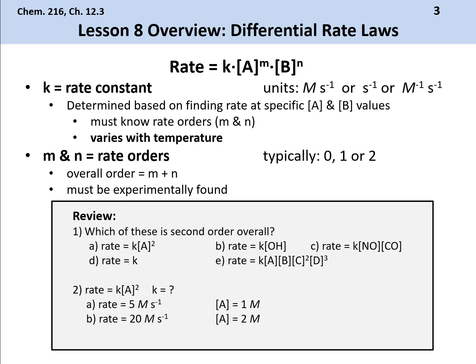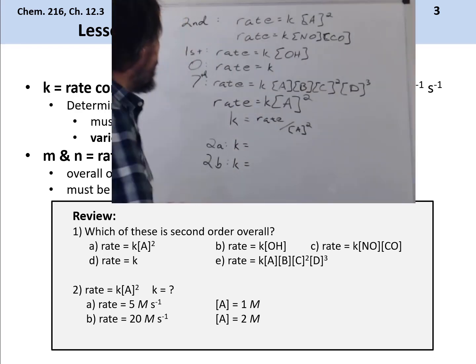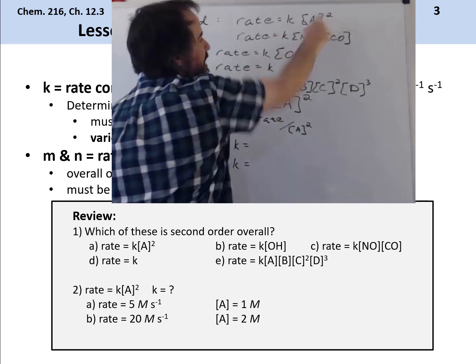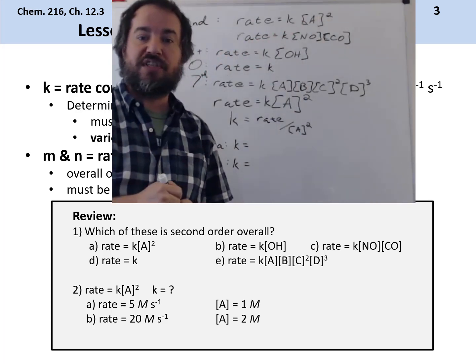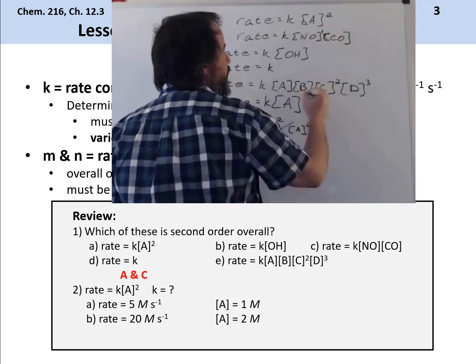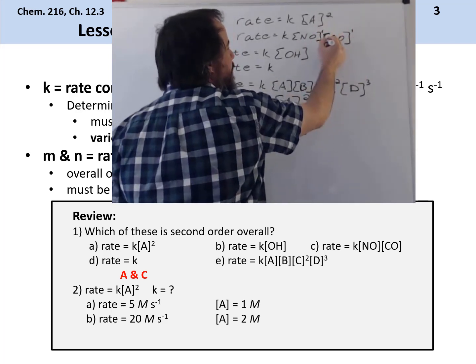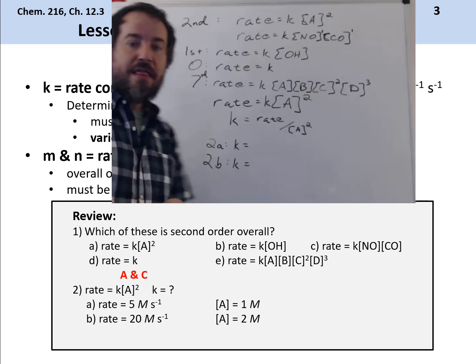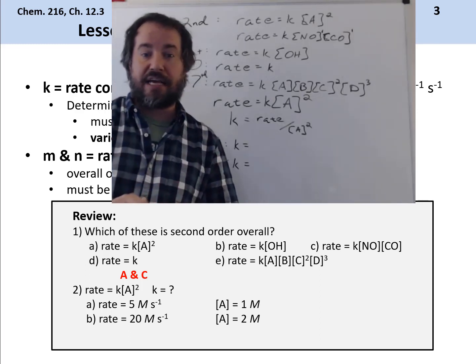Okay, so the review that we had on this talks about which of these are second order. So we have some variables down here. If I have rate equals k[A]^2, this is a second order reaction. Why? Because it's something to the second power. In addition, number C is second order because I have first order for this one and first order for that one. So the sum of these is going to give me 2. The others on that list are not second order.